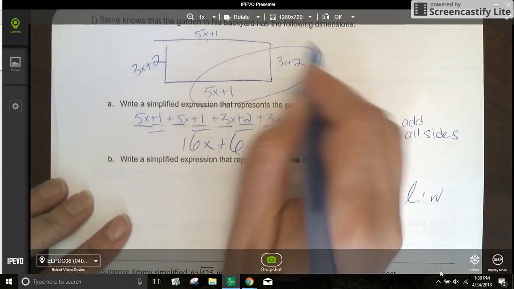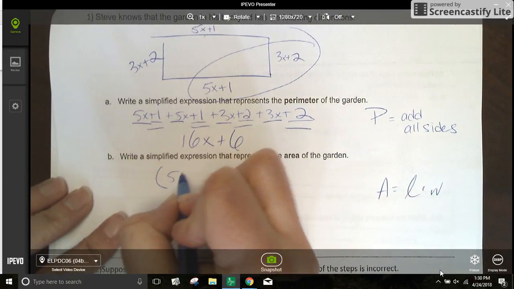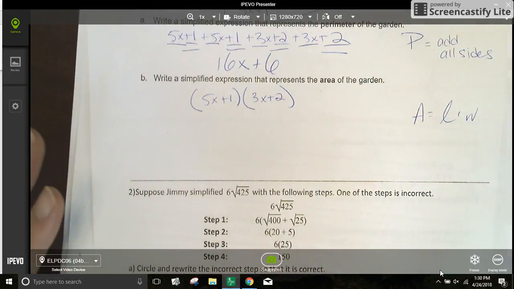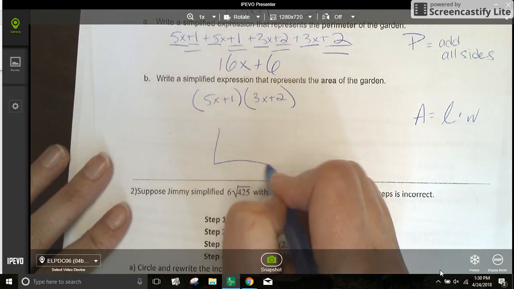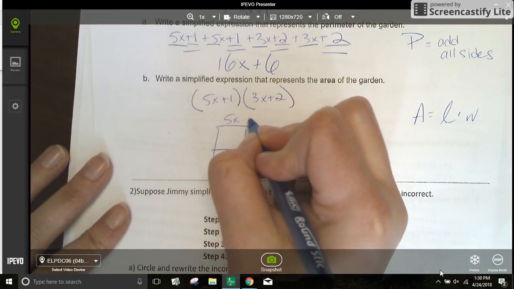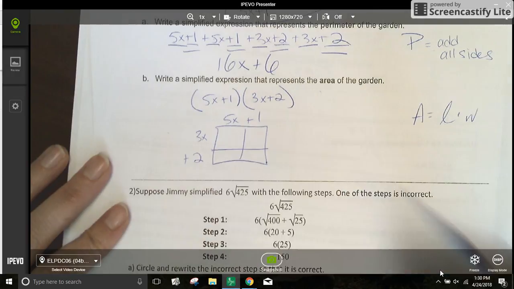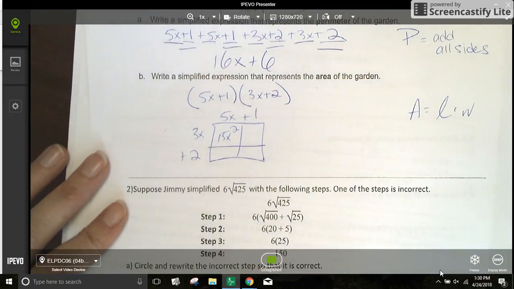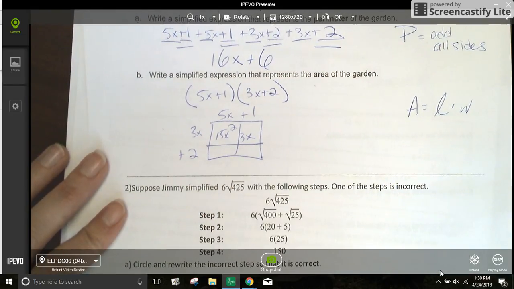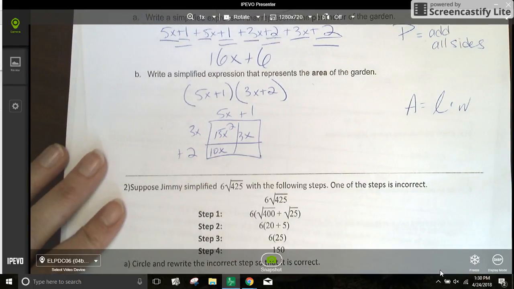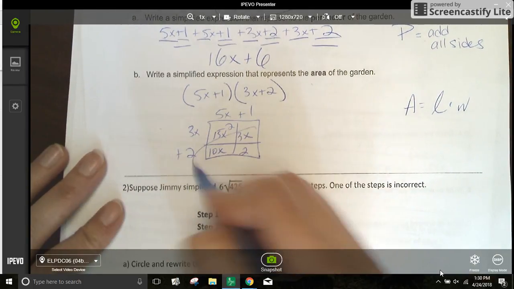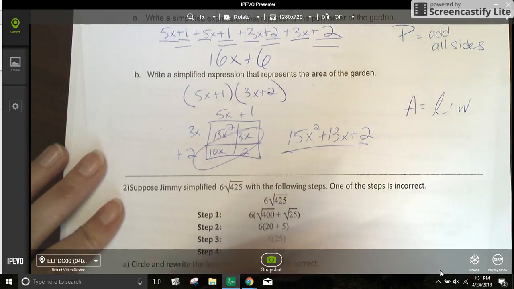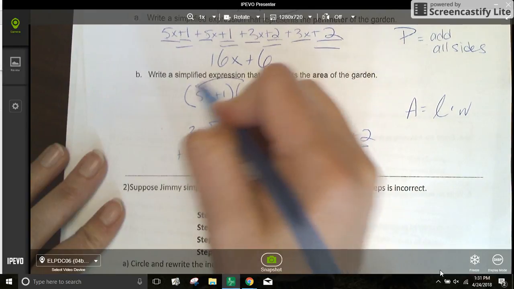For area, it's length times width. So you're just doing one length and one width, and you're multiplying. So length times width, so you are foiling or doing the box. I'll do the box since most of you like the box. So the box is 5x plus 1 up here, 3x plus 2 down here. And you're multiplying. So 3 times 5 is 15x squared. 1 times 3x, 5x times 2, and then 2 times 1. And then put your like terms together. So 15x squared plus 13x plus 2. You can also just distribute if you would like.